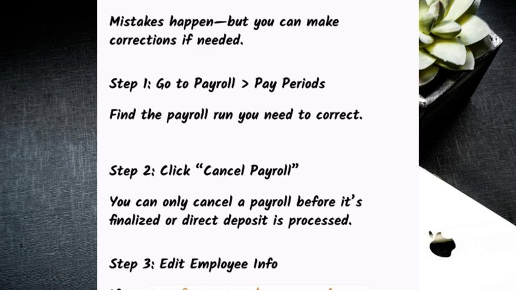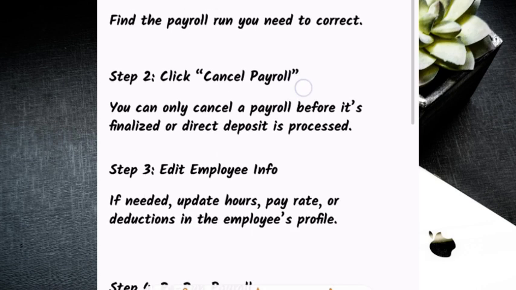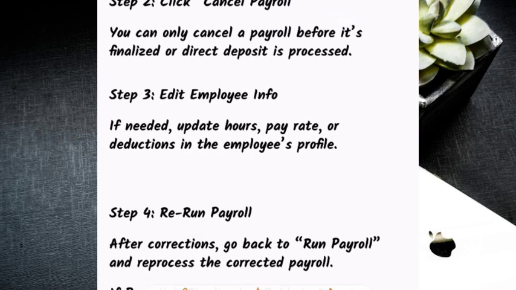Once you have that, step 2, click Cancel Payroll. You can only cancel a payroll before it's finalized or direct deposit is processed. Step 3, edit employee info. If needed, you want to update hours, pay rates, or deductions in the employee's profile.